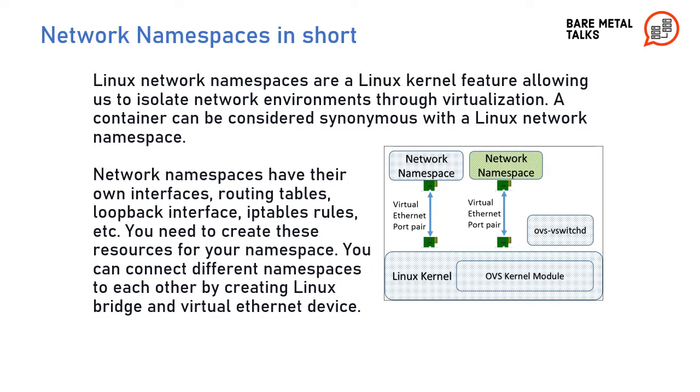Let's say a couple of words about it. Linux network namespaces are a Linux kernel feature allowing us to isolate network environments through virtualization. A container can be considered synonymous to a Linux network namespace. For example, using network namespaces, you can create separate network interfaces and routing tables that are isolated from the rest of the system and operate independently. Network namespaces have their own interfaces, routing tables, loopback interface, and IP tables rules. You need to create these resources for your namespace. You can connect different namespaces to each other by creating a Linux bridge and virtual Ethernet device.